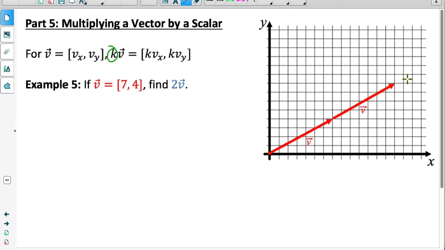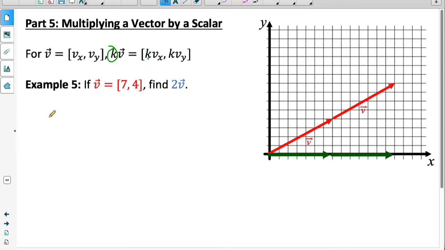So notice here I have 2 vector v, right? Vector v plus vector v, that's 2 vector v. Well, what's the x component of one of those vector v's? It's right there. What's the x component of 2 times vector v? Well, it would just be 2 of those. It would be double it. Right? There's the x component of 2 vector v. And same logic for the y component.